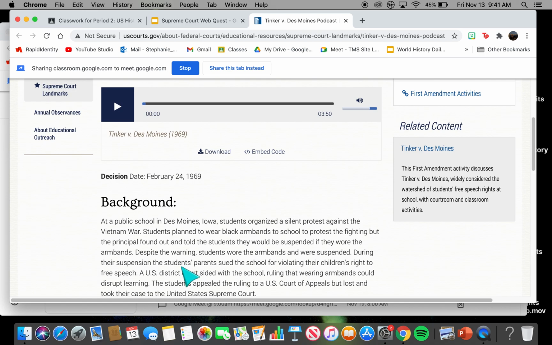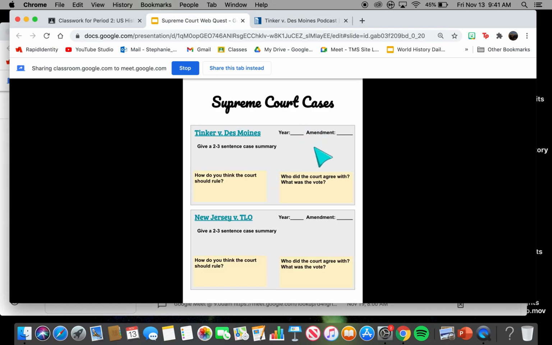Okay, so when it comes to amendment, you might want to go back to the assignment from last week and just look over the Bill of Rights amendments. So this amendment is going to be the First Amendment because it has your first 5 freedoms, one of which is freedom of speech. So the amendment you're looking for for this one is 1.